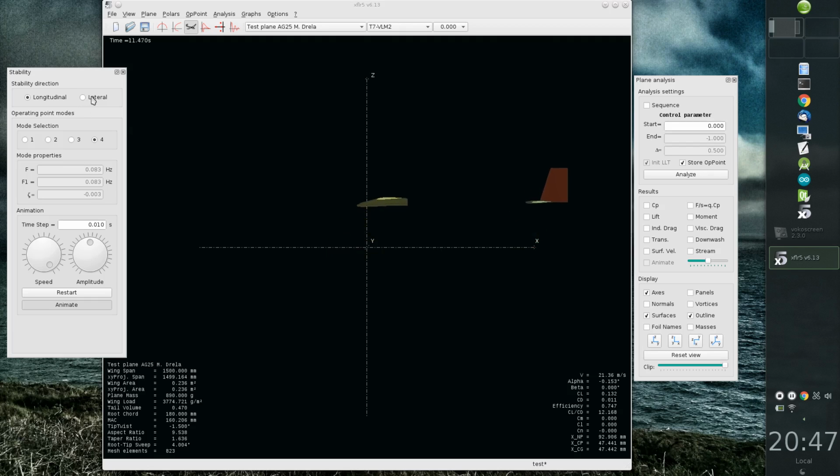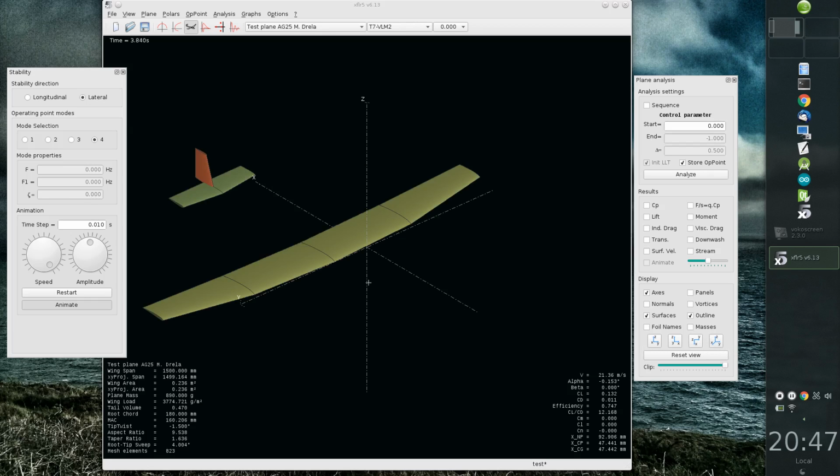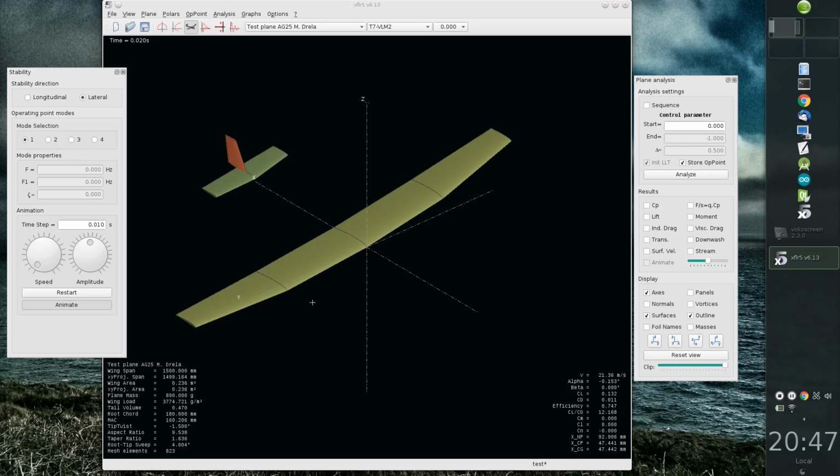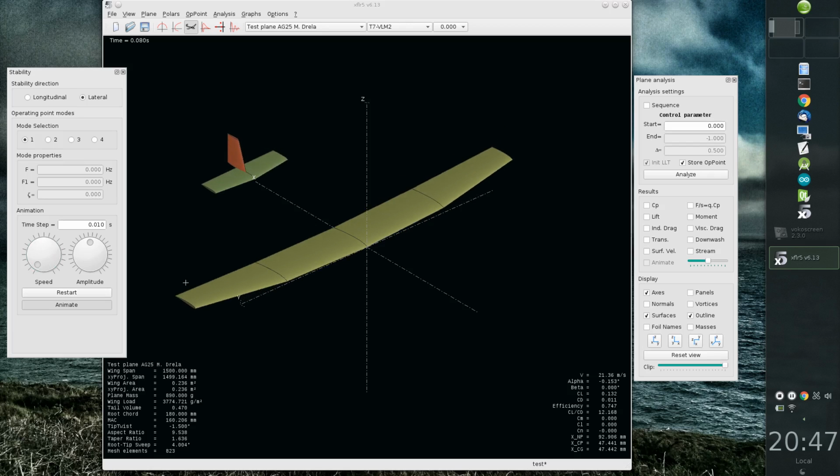Now let's look at the lateral direction. Here we'll find 2 Dutch roll modes, which we can look at in this view here. So let's see which is which. Number one is the roll damping. Let's run it very slowly. Restart. So we start with a rolling angle, and it goes back to horizontal flight. It's a bit similar to the short period mode, but it's in the rolling direction.